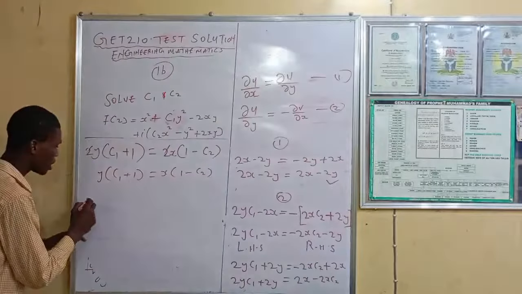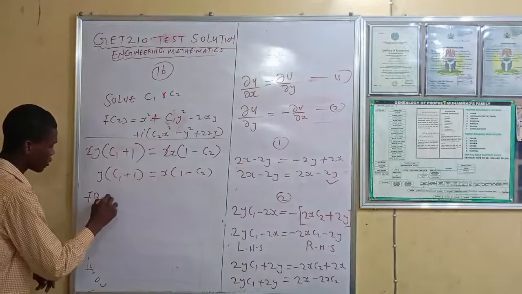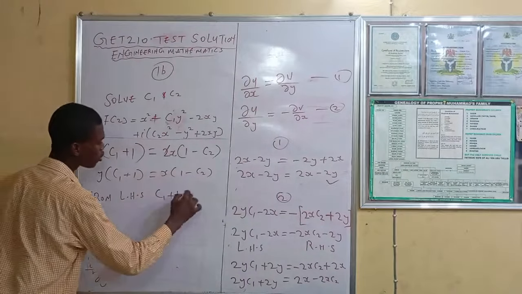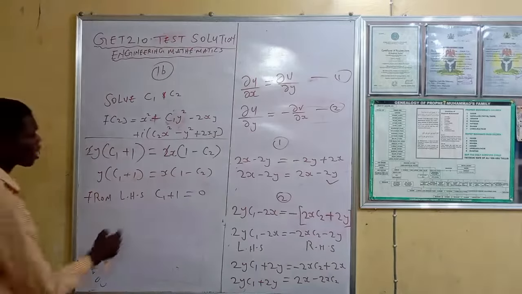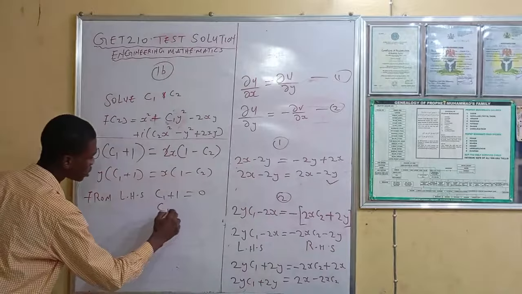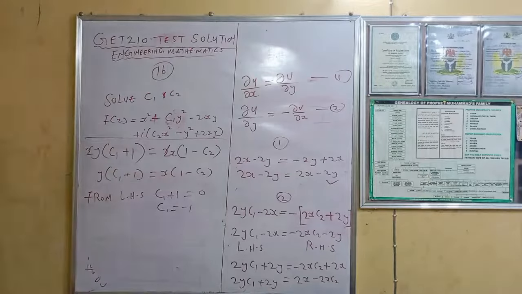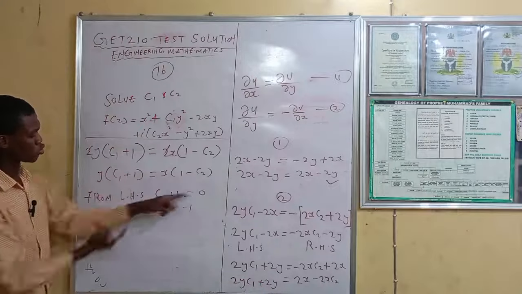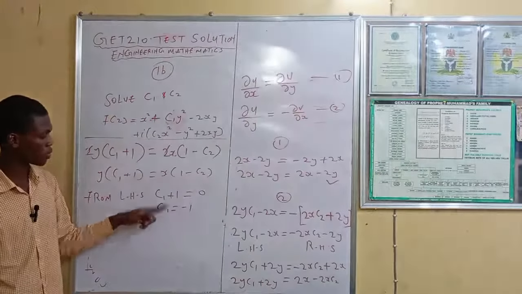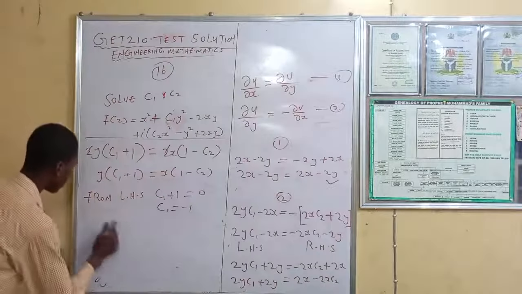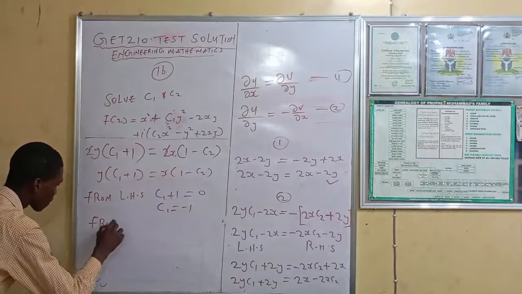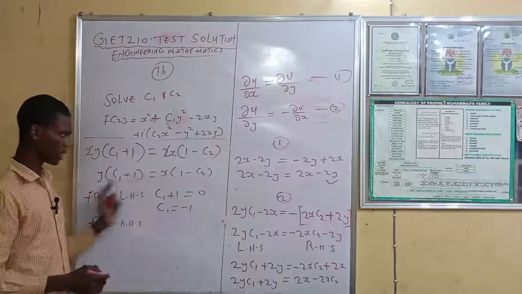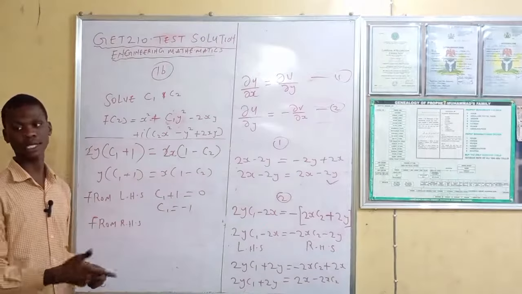I can equate from the left hand side. From the left hand side, I can equate c1 plus 1 equals 0. If I equate that, it means that c1 is equal to minus 1. From the left hand side, I'm equating c1 plus 1 to be 0, then make c1 the subject of the formula. 1 will come here, minus 1. Now, from the right hand side, if I'm equating c1 plus 1 to be equal to 0 in the left hand side, then what should I equate in the right hand side?